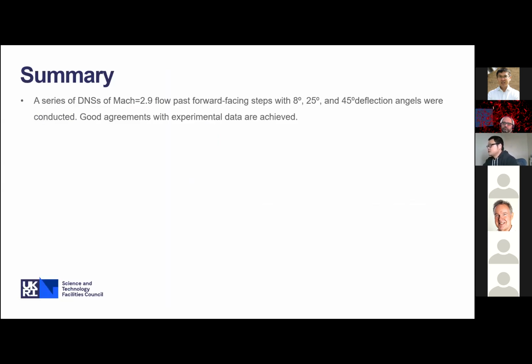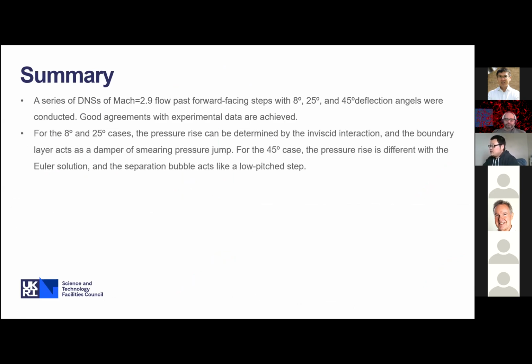So we conclude. We did a series of DNS of a Mach 2.9 flow past a forward-facing step with different deflection angles, and good agreement with the experimental data was achieved. For the 8 and 25 degree cases, the pressure rise can be determined by the inviscid interaction theory, and the boundary layer acts like a damper, smearing the pressure jump, but the maximum of the pressure is determined by the Euler solution. For the 45 degrees, the pressure rise is quite different from the Euler solution, and the separation bubble acts like a low-pitched step.